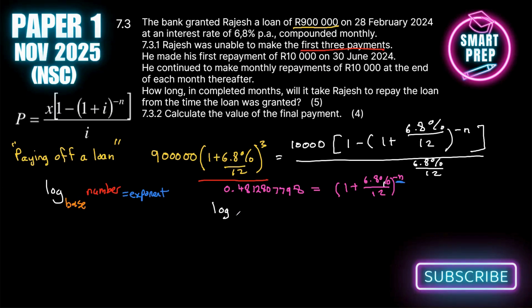Now the base is going to be the thing at the bottom. So log base, right? So the base is the 1 plus 6.8% over 12, this thing here, right? The number is the number by itself. So that's this thing here. And I have to put the whole thing in here. 48128077798, and that is equal to my exponent, my negative n, right?